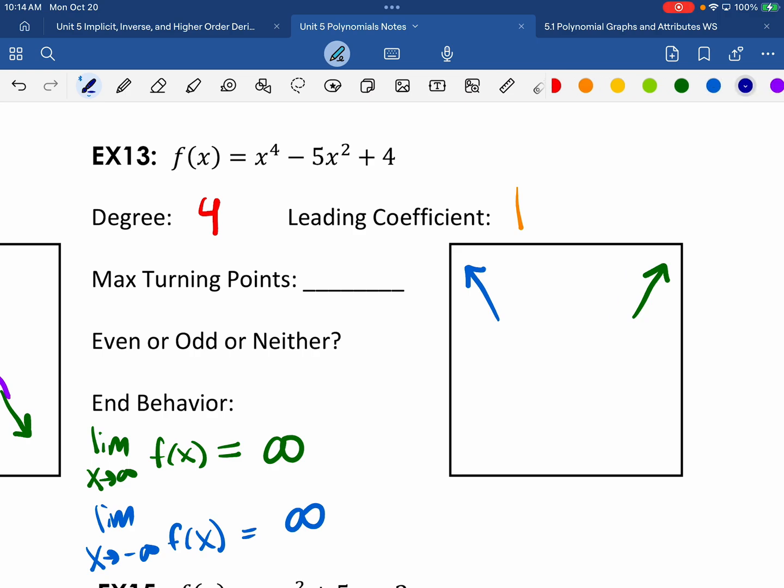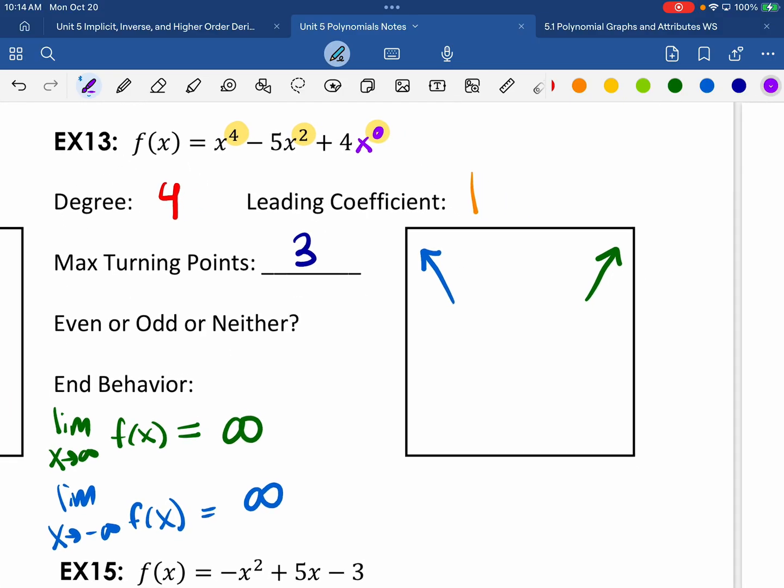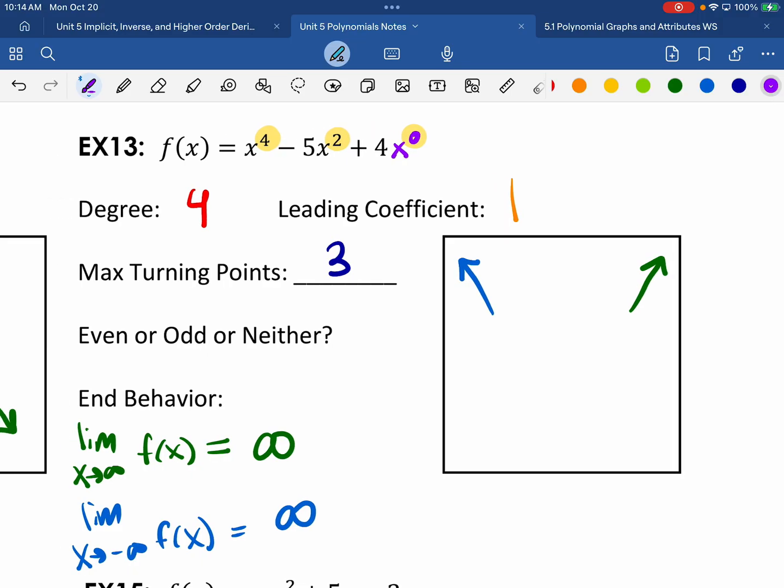How many turning points can I have? 3. All right, I can have 3. We don't know if I have 3, but that's the max number. And for my exponents, I have a 4, a 2. What is the understood exponent if there's no x? 0. And 0 counts as an even number when you're doing even, odd, neither. It's a wild card. So 4, 2, and 0, are those all even or all odd, or is there a mixture? All even. So we have to draw it so it looks like it can fold across the y-axis, which normally will just naturally happen.